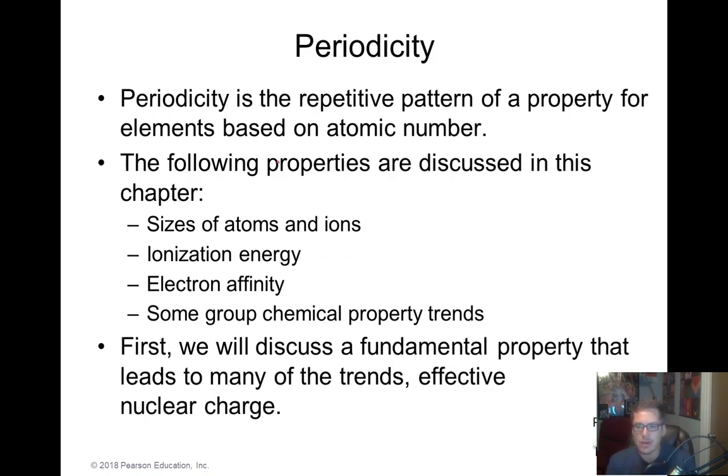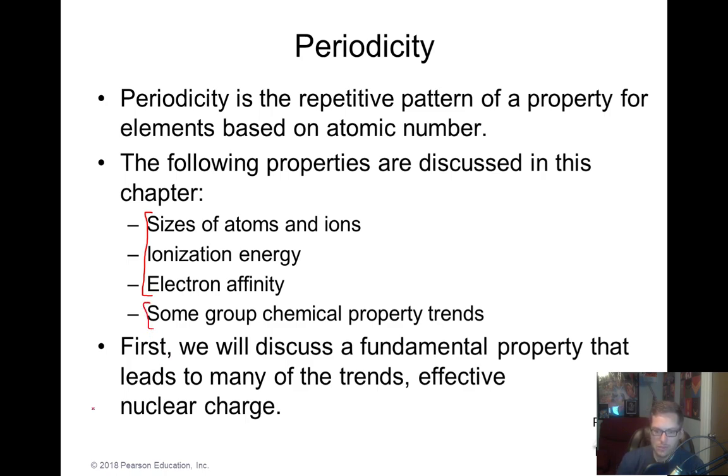So then we got periodicity. This is really where the name periodic table comes from. It's the repetitive pattern of properties of elements based on their atomic number. This is the idea that as we move across the periodic table, we have this repeating pattern going on. These are the trends that we'll be discussing in this chapter. In this video we're going to focus on these ones here, and a subsequent video will focus on this one here.